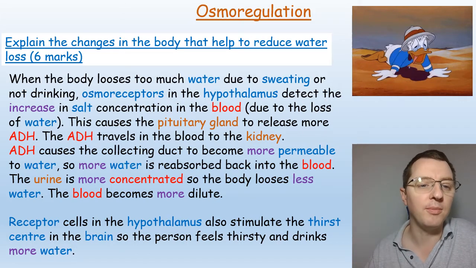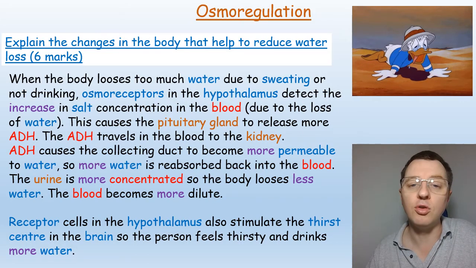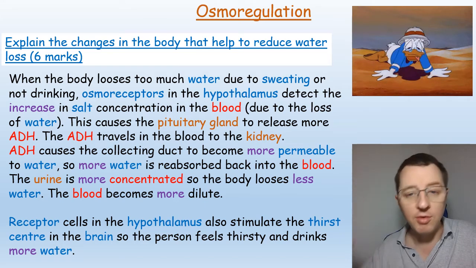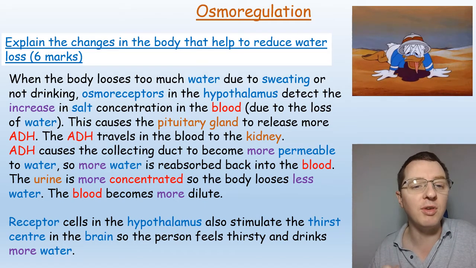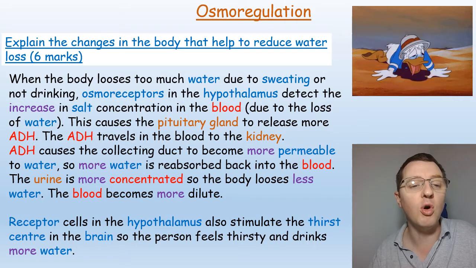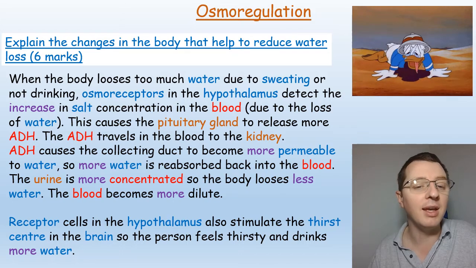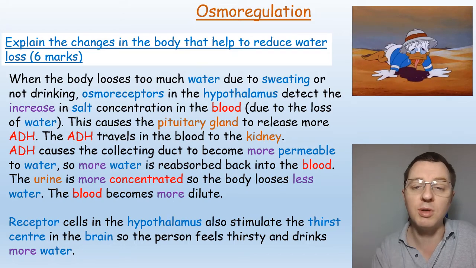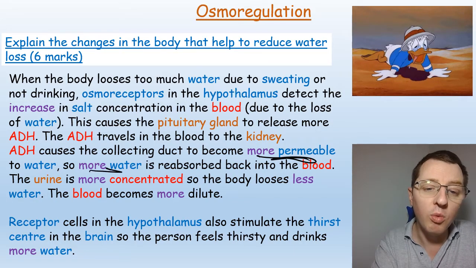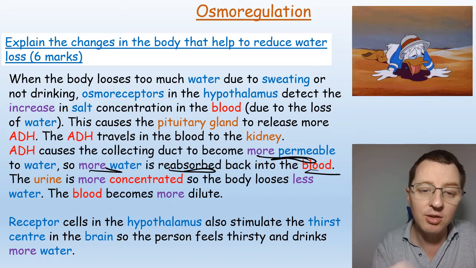And here's the answers. When the body loses too much water due to sweating or not drinking, osmoreceptors within the hypothalamus will detect the increase in the salt concentration in the blood, and this is due to the loss of water. And this will cause the pituitary gland to release more ADH. The ADH will travel in the blood to the kidney, and the ADH causes the collecting duct to become more permeable to water, so more water is reabsorbed back into the blood.